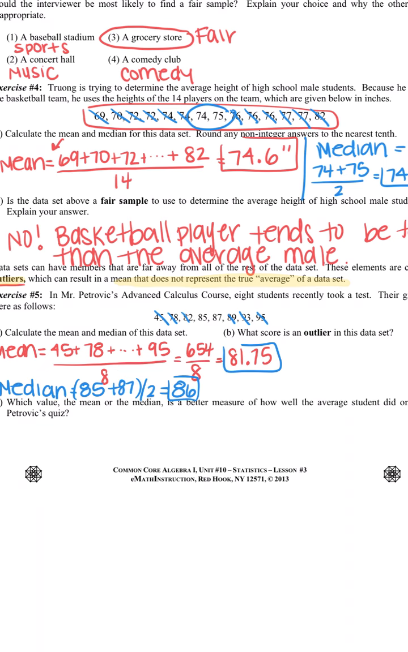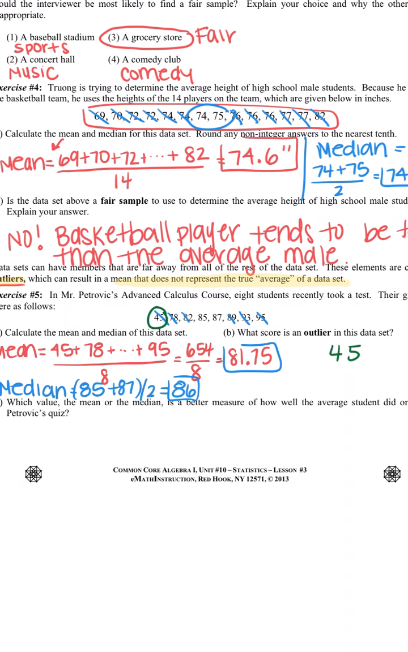Part B says, what score is an outlier in this data set? So you're looking for the number that is not as close to the other numbers. And you should see that 45 is not close. The rest are in the 70s, 80s, 90s. So 45 is definitely an outlier in this data set.